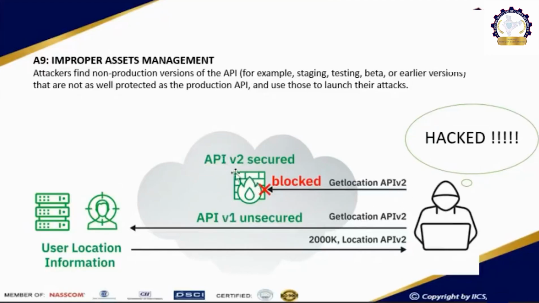So if we have v2, that means there is a version 1 also, which is not secured. After the attack, the company built that firewall in v2. But what happens if v1 is still in use? Developers or the team forgot, or a misconfiguration happened, so API v1 is still in use. So the hacker will try to bypass that request, that payload, to v1 and get the content.